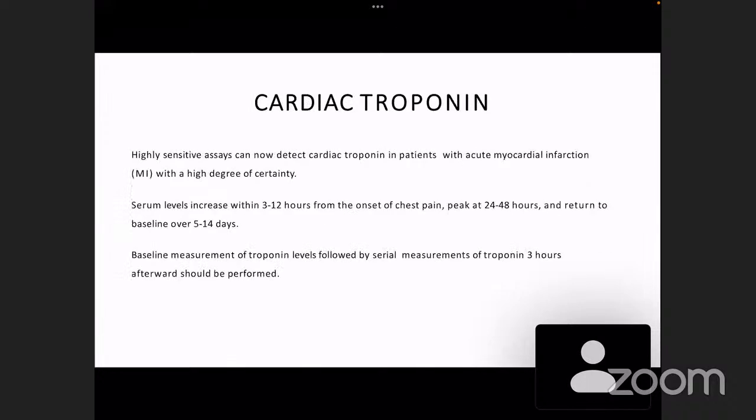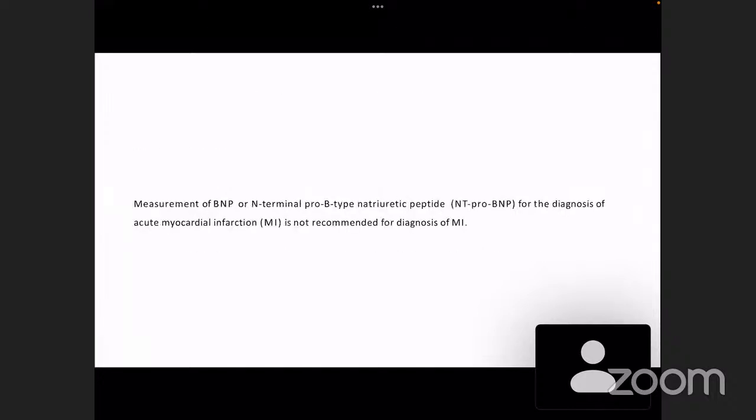Cardiac troponin highly sensitive assays can now detect cardiac troponin with a high degree of certainty. The serum level usually increases within 3 to 12 hours from the onset of the chest pain, peaks at 24 to 48 hours, and then normalizes to baseline over 5 days to 2 weeks. A baseline troponin measurement followed by serial measurement of troponin 3 hours afterward should be performed. The measurement of BNP is not recommended for the diagnosis of MI.